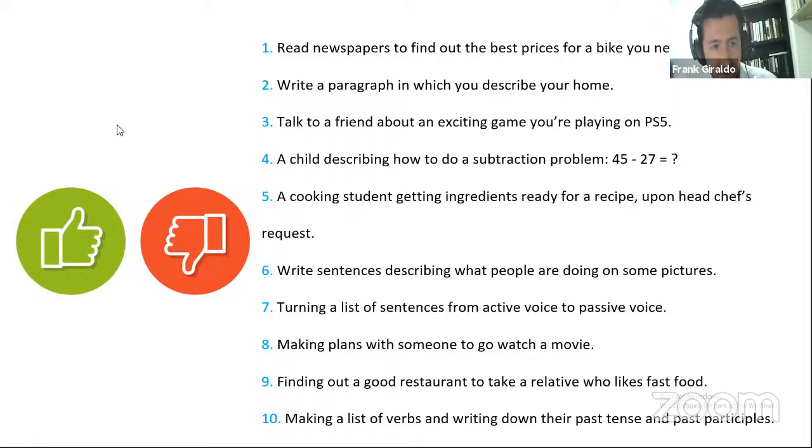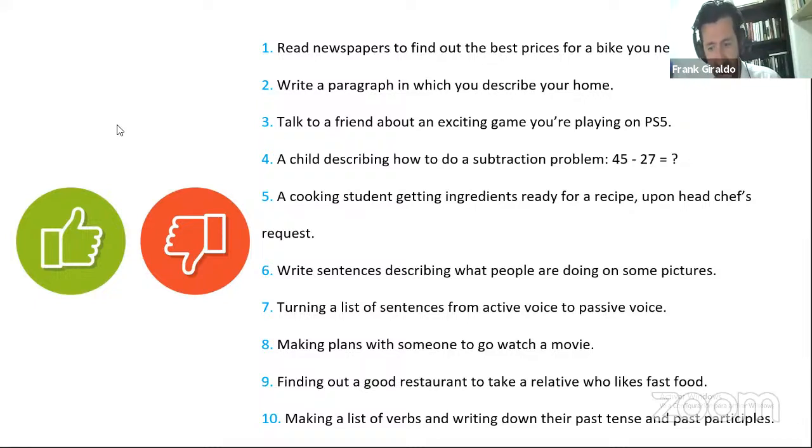No, it's a grammar activity, so it's not a task. It's not like you go around in real life listening to people: oh, that's active voice, so here's the passive voice for your idea. No, we don't do that in real life, I mean, to achieve a particular communicative objective. Number 8, making plans with someone to go watch a movie. Yes, definitely a task. You need language. It happens in real life. There is an objective. Well done.